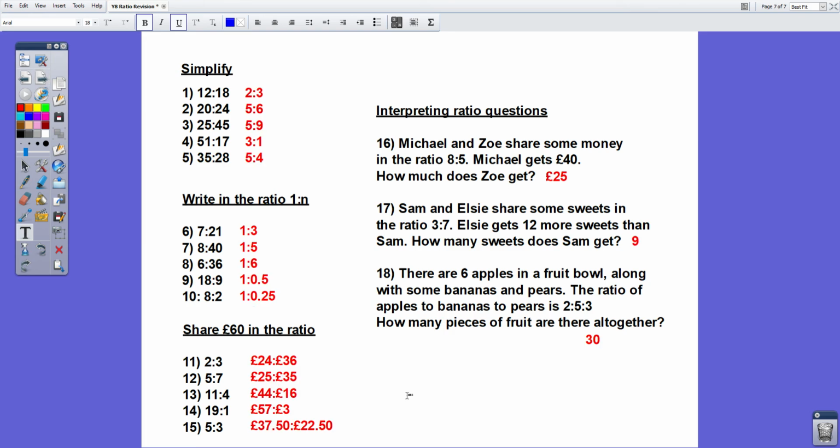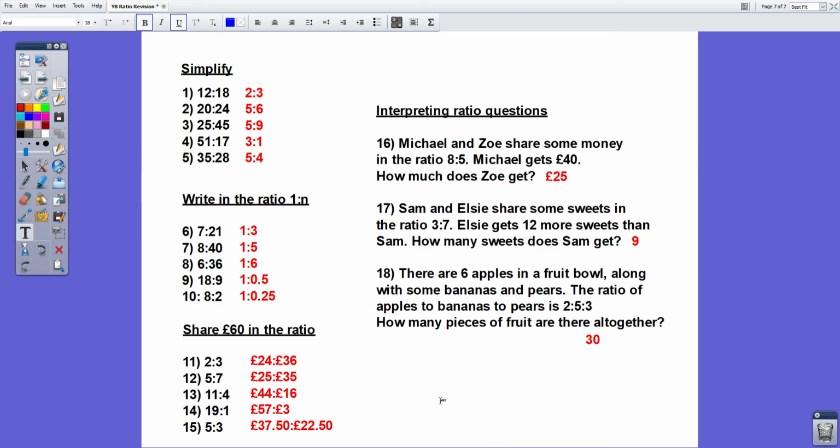Okay, Year 8, here are the answers. Please mark your own. If you've got any wrong, have a look at them and try and work out where you've gone wrong. Okay, most of them are very straightforward, and you shouldn't have many problems getting them correct if you check them through. Perhaps 1 or 2 tricky ones might be questions 9 and 10 on the ratio 1 to n, maybe question 15, sharing £60 in the ratio 5 to 3, and possibly 1 or 2 of the interpreting ratio questions. Add up your scores out of 18.